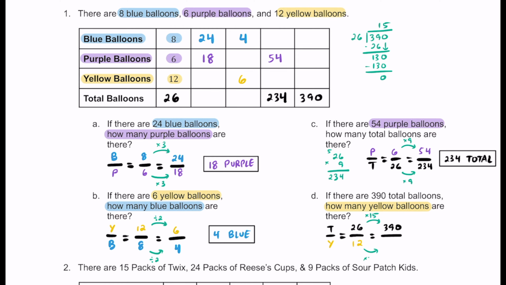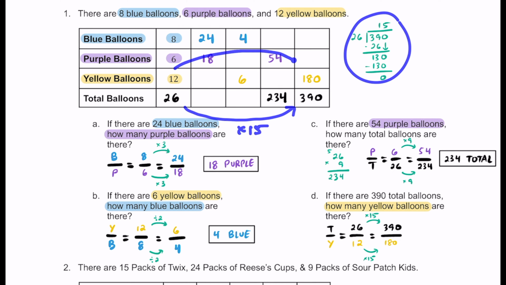So we should have 15 times more of these yellow balloons, right? Now, if you don't know 12 times 15, then go ahead and write it down. I'm not going to right now, but this would be 180. 180 of these yellow balloons. So if there were 390 total balloons, there should be 180 of these yellow balloons. Okay, just to recap again, this is 15 times more total balloons. We figured that out by doing this long division. So we have to multiply 12 times 15 to find out it's 180 of these yellow balloons.